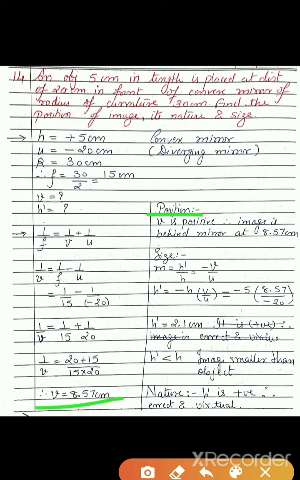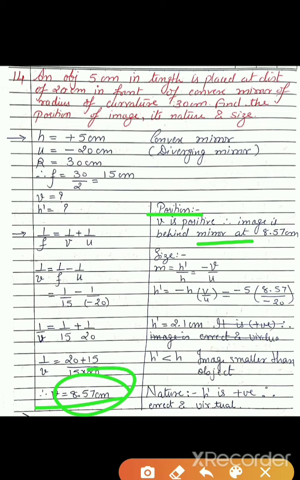So see here, V is positive. What does this mean? That the image is formed behind the mirror. Whatever the things are in front of the mirror, then it will be negative. Okay, so objects are always placed in front of mirror, so object distance will be negative. If the image is formed behind the mirror, then it will be positive, and if the image is formed in front of mirror, then the image distance will be negative. Here I have obtained the image distance positive. This means that the image is formed behind the mirror. At what distance? This distance, which I have already calculated.